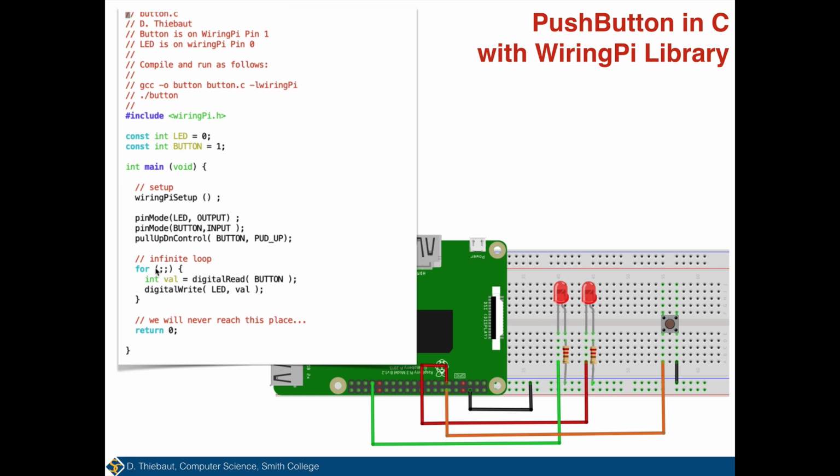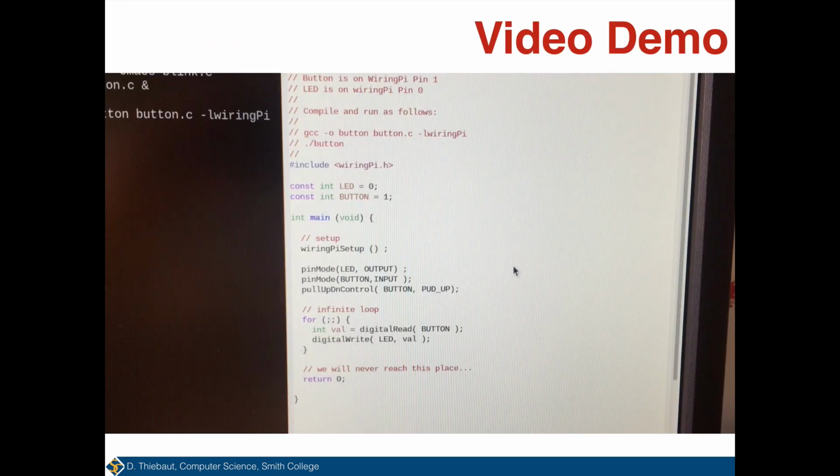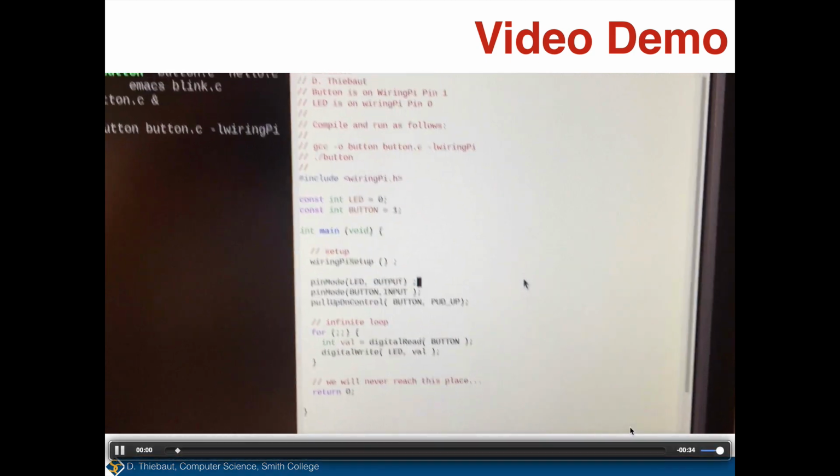Then infinite loop. So remember, for semicolon semicolon, there's no initialization, there's no test, and there's no increment version, so that loop is going to go forever, will never stop. Local variable val, I digitalRead the button, and then I'm displaying whatever that value is, which is going to be 0 or 1, into the LED. All right, and that's it. So that's my infinite loop, and then return 0. I'll never get there, but I still need to have it so that the compiler is happy. Okay, and I have a video demo of that, so let's take a look.